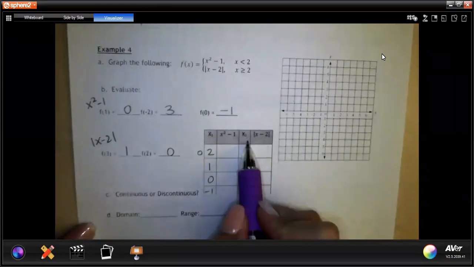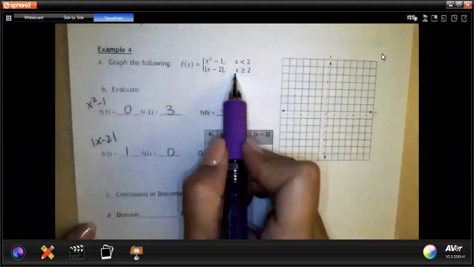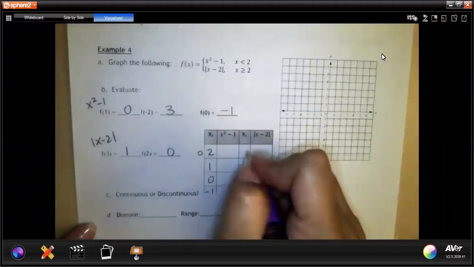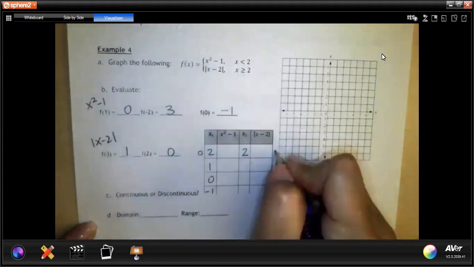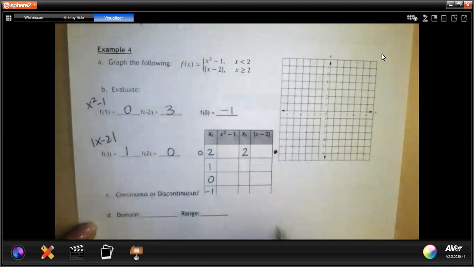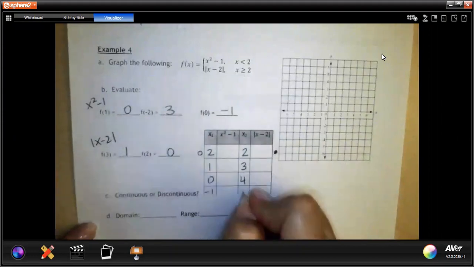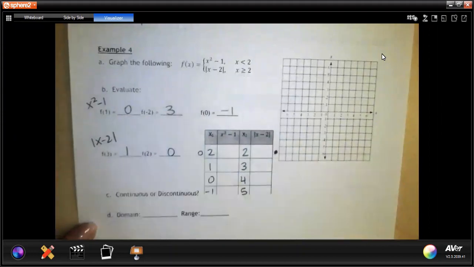For the second equation, it is talking about when x is greater than or equal to 2. So I would start with that 2. It does have an equal sign on that one, so that is going to be a closed circle. And the numbers that are bigger than 2 are 3, 4, 5, and so on. That'll give us a good view of what our graph looks like.